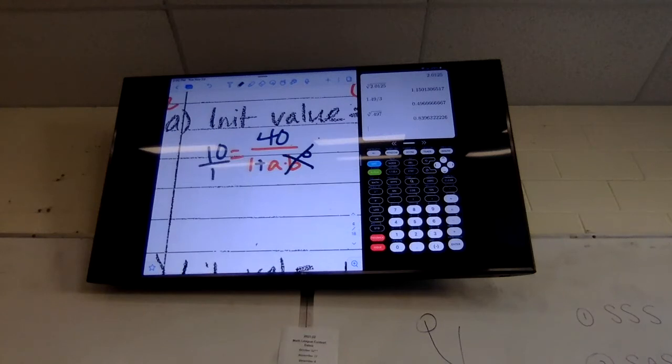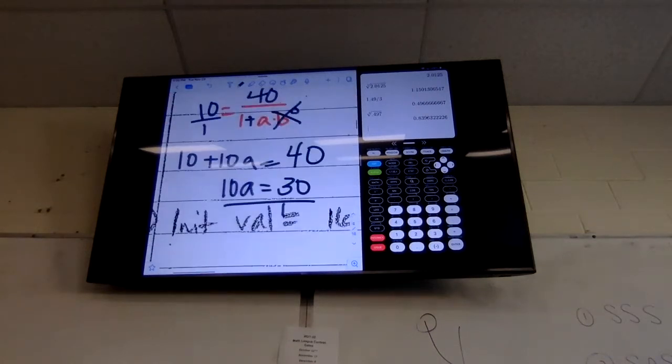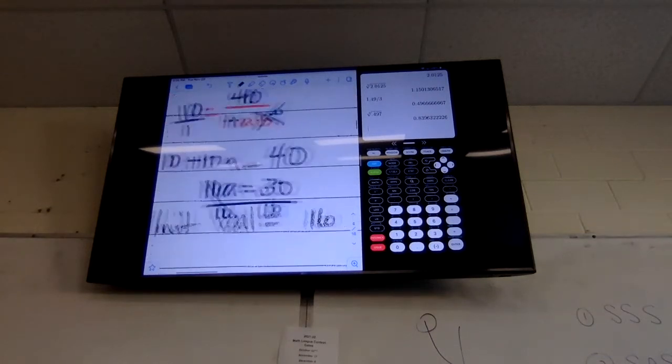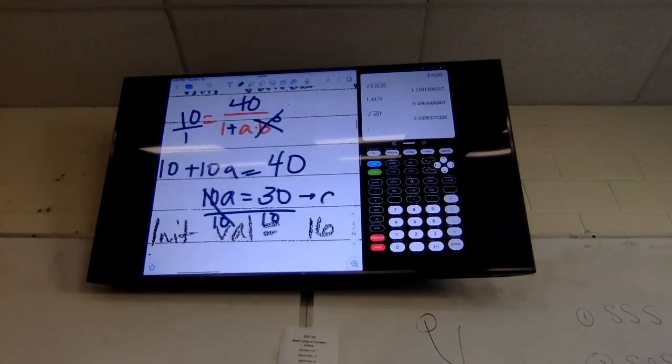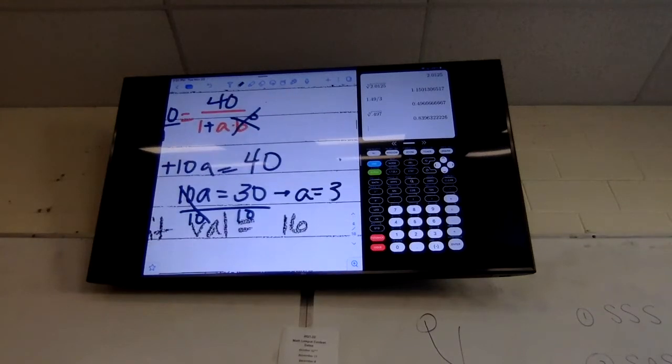And in order to get rid of the denominator, let's cross multiply. So I'm going to multiply 10 times 1 plus A. So I'm going to get 10 plus 10A. And then 1 times 40 is just 40. Minus 10 from both sides, so I get 10A equals 30. And then divide by 10 on both sides. And A equals 3.